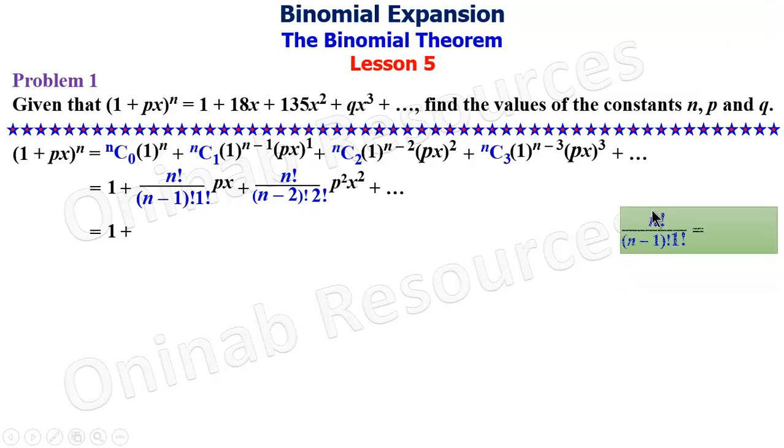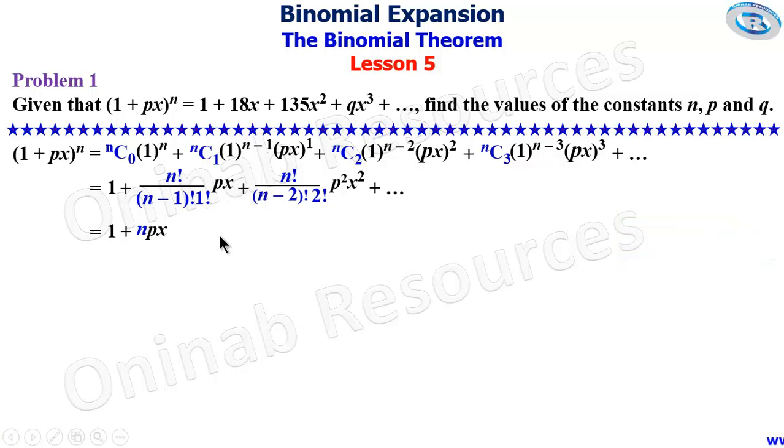In our simplification, we have n factorial over (n minus 1) factorial 1 factorial. Expand this as n times (n minus 1) factorial over (n minus 1) factorial times 1. We are stopping at the expansion where we have (n minus 1) factorial because we have (n minus 1) factorial at the denominator, where this n minus 1 will go with n minus 1, we'll be left with n. So we are left with n, then multiply by px.